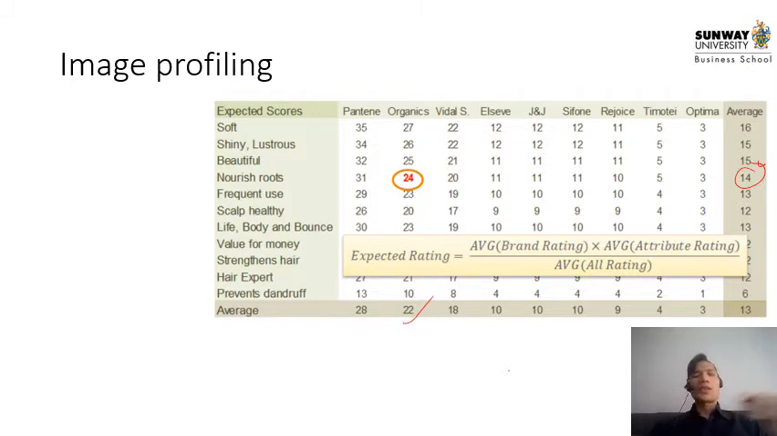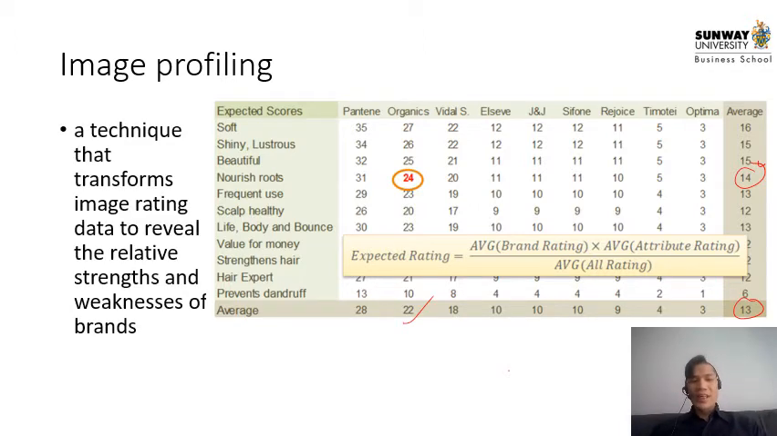And we times it together and we divide it over the average of all the ratings. And that's where we get our image profile, right? So basically, this is a technique that transforms the image rating data to reveal the relative strengths and the weaknesses of the brand. Now, why is this very important?